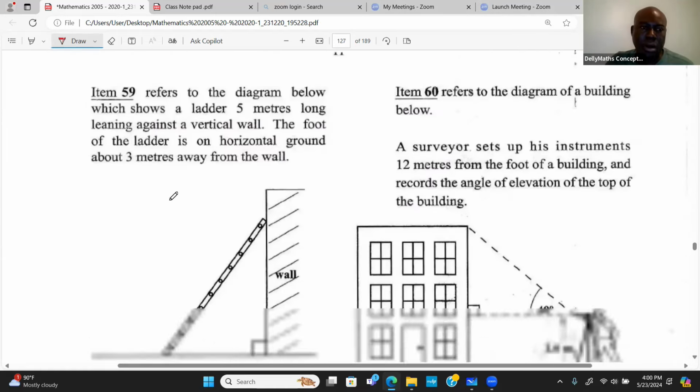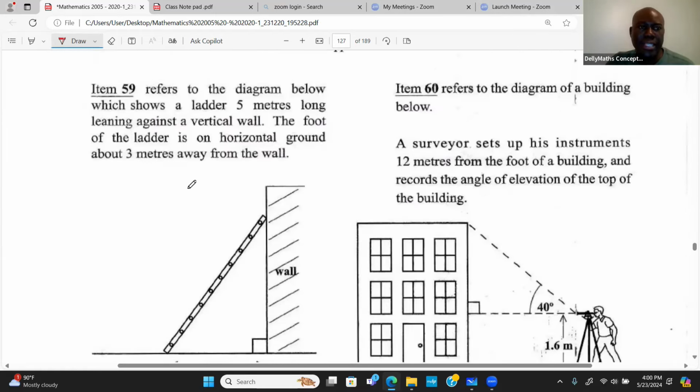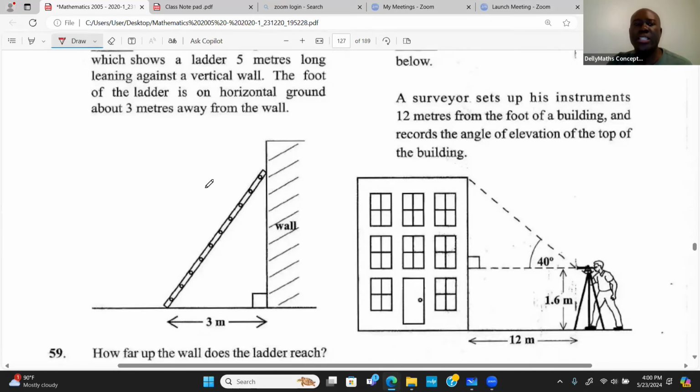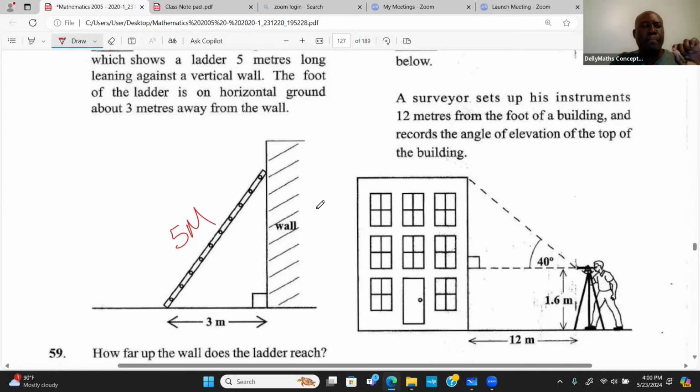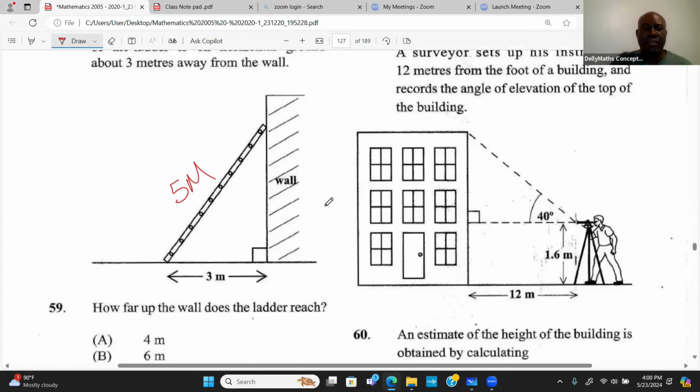Let's go to 59. We're almost there. All right. It says item 59 refers to the diagram below, which shows a ladder 5 meters long. I'm going to put my 5 on this. 5 meters long, leaning against a wall. The foot of the ladder is on horizontal ground and 3 meters away from the wall. Okay, so we get context on everything.